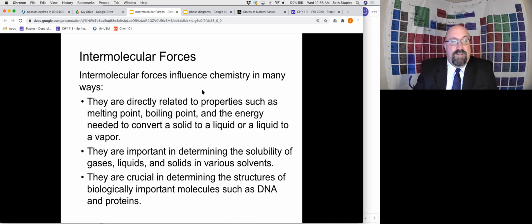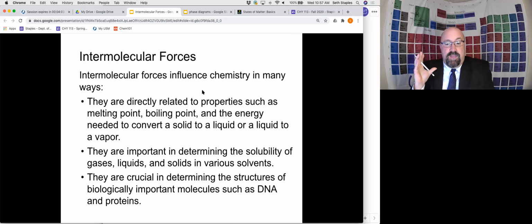Intermolecular forces influence chemistry in lots and lots of different ways. As I mentioned, they're directly related to properties such as melting point and boiling point. They're very important in determining solubility of gases, liquids, and solids in various substances. And they're also really crucial in looking at structures of some molecules such as DNA and proteins.